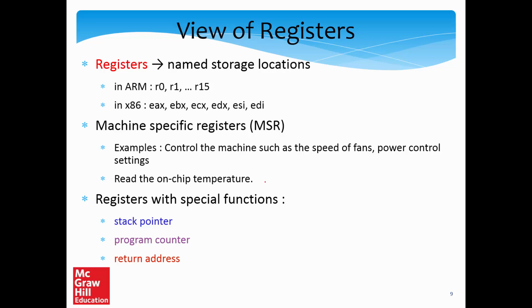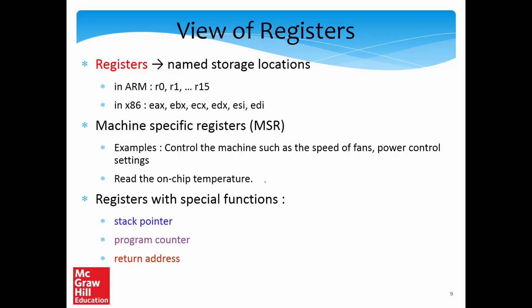The registers are named storage locations. In ARM assembly, they are called R0, R1 till R15. In x86 assembly, which the Intel and AMD family of processors use, the registers are typically referred to as EAX, EBX, ECX, EDX, ESI, and EDI. These are general purpose registers. Additionally, there are machine specific registers which allow you very fine-grained and internal access to changing things such as the speed of fans, the power, and temperature control settings. These are called machine specific registers, which are specific to the processor, not necessarily specific to the processor family.